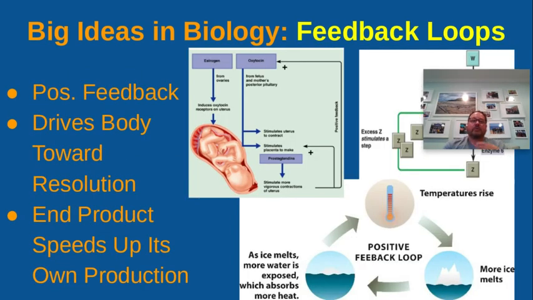Now, we'll contrast this with positive feedback. The way I remember positive feedback, I think positive pushes away from homeostasis. So with positive feedback, whatever end product you create, it will actually enhance its own production. Okay. So a very common example with this is childbirth in humans.